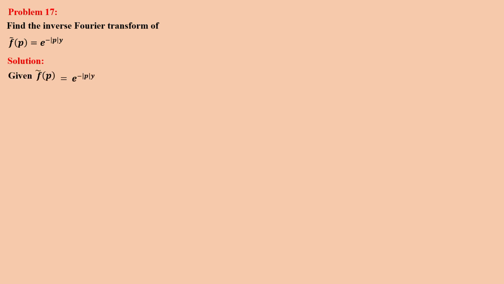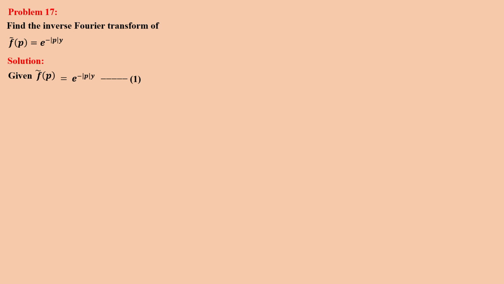Next, we are going to see a problem based on inverse Fourier transform. We are going to use inverse Fourier transform to find the original function f of x. So, first problem: find the inverse Fourier transform of f bar of p, which is equal to e power minus modulus p into y. Given f bar of p equals e power minus mod p y, that is equation number 1.